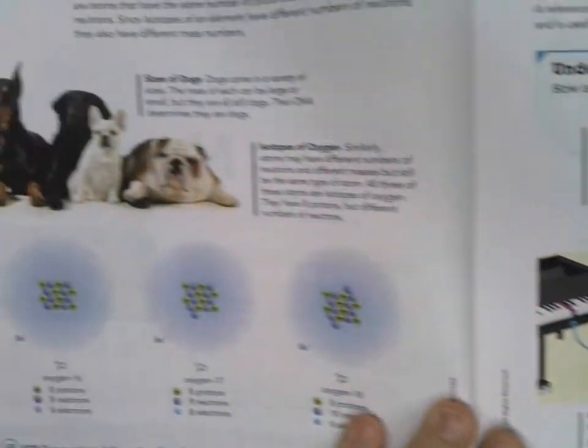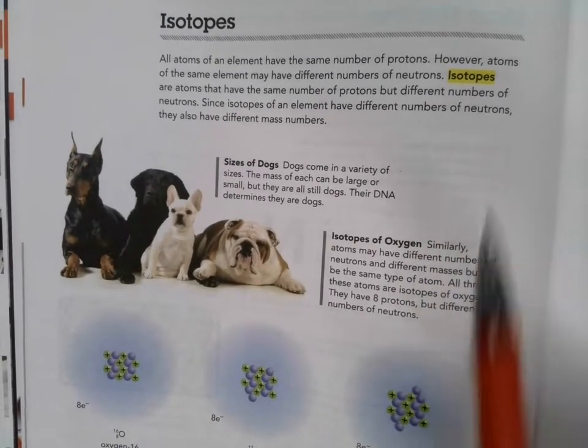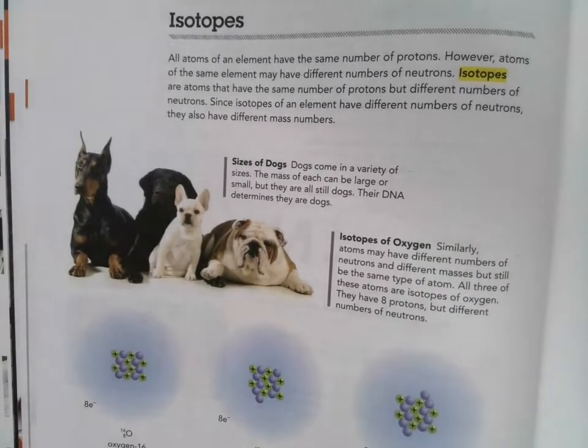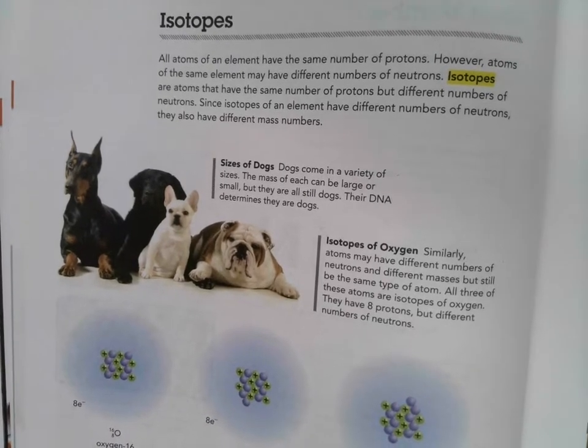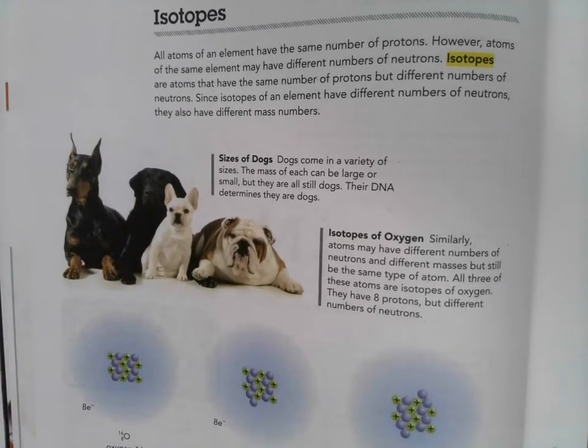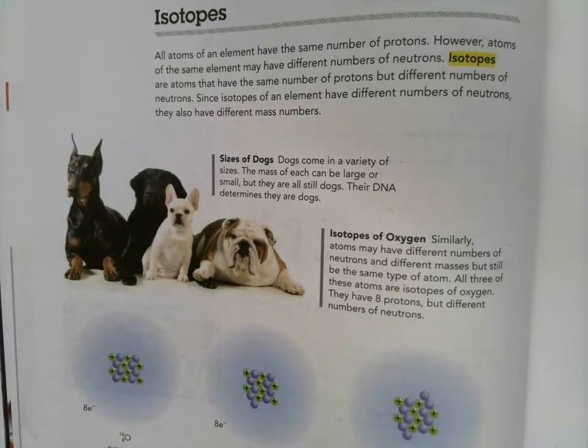Isotopes. All right, so I want you to write this word down. Isotopes are atoms that have the same number of protons but different numbers of neutrons. Now you can think of it like dogs. How many of you own a dog? I have a dog, an Australian Shepherd, and my neighbors have a Great Dane.